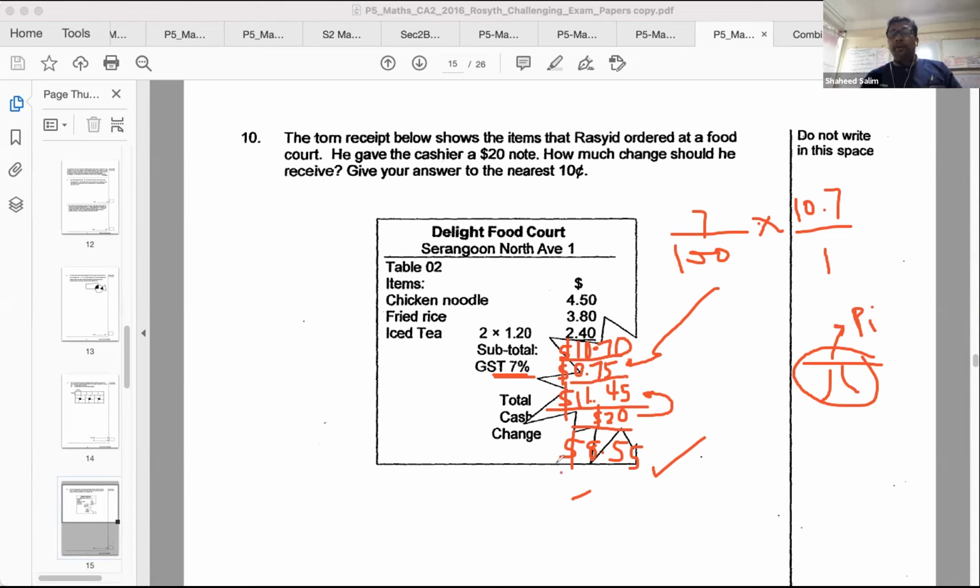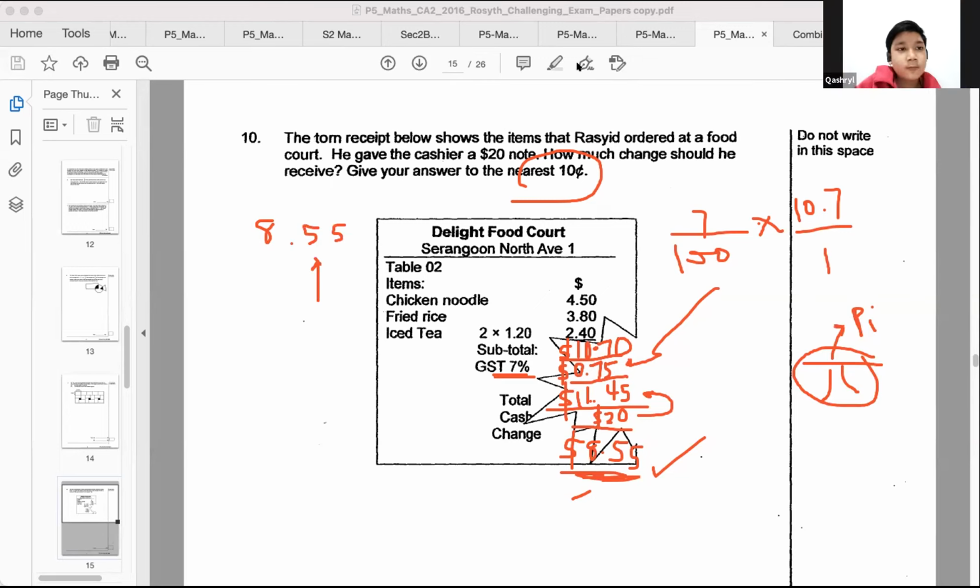Now down here, this is the change that you get. Now they say give your answer to the nearest 10 cents. So nearest tens. Now you must look at here. Do you plus one? Yes. 5, 6, 7, 8, 9, you must plus one. So 8.6, or $8.60.